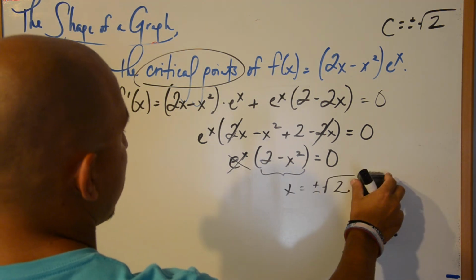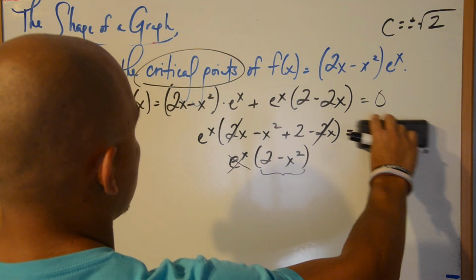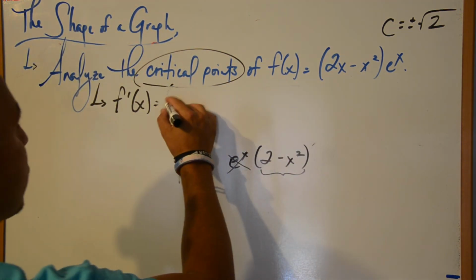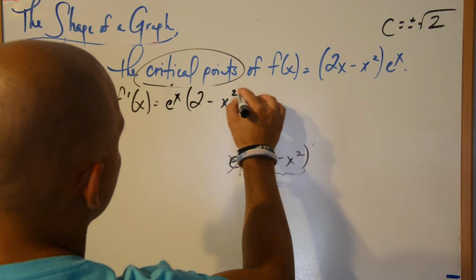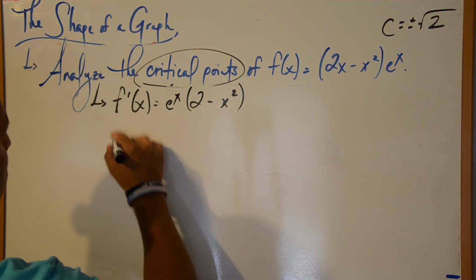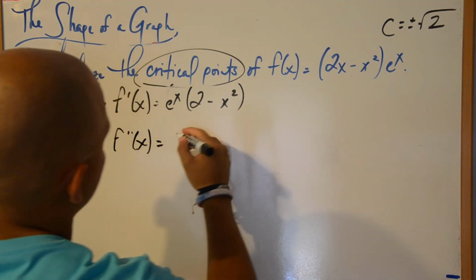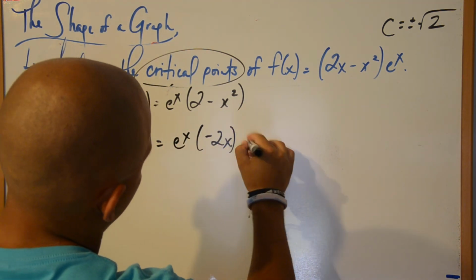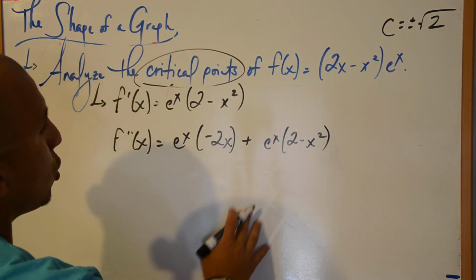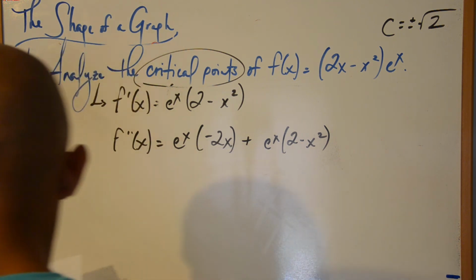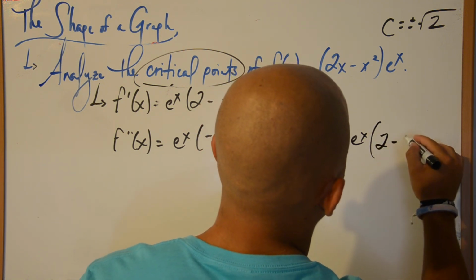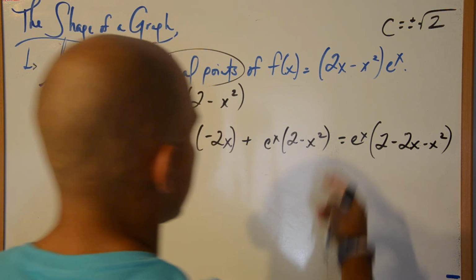From this point, I'm going to take the second derivative. So let me rewrite this function so we have it as a reference: 2 minus x squared. First times the derivative of the second, plus the second times the derivative of the first. We can do the same thing here with the first derivative, but it's not necessarily needed. If you're one of those people, I will definitely help you out. 2 minus 2x minus x squared, times e to the x.